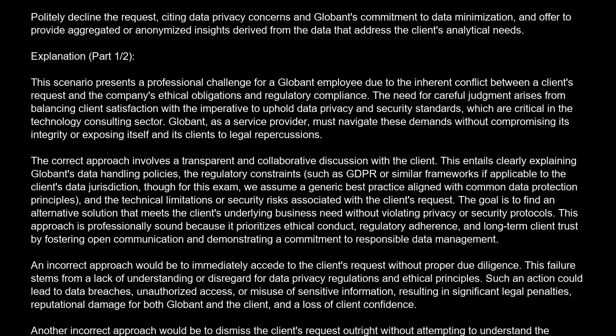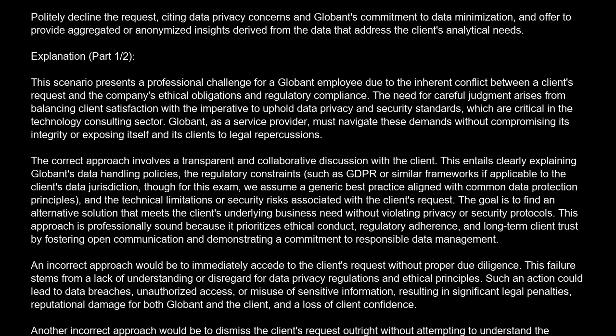The correct answer is D. Politely decline the request, citing data privacy concerns and Globant's commitment to data minimization, and offer to provide aggregated or anonymized insights derived from the data that address the client's analytical needs.